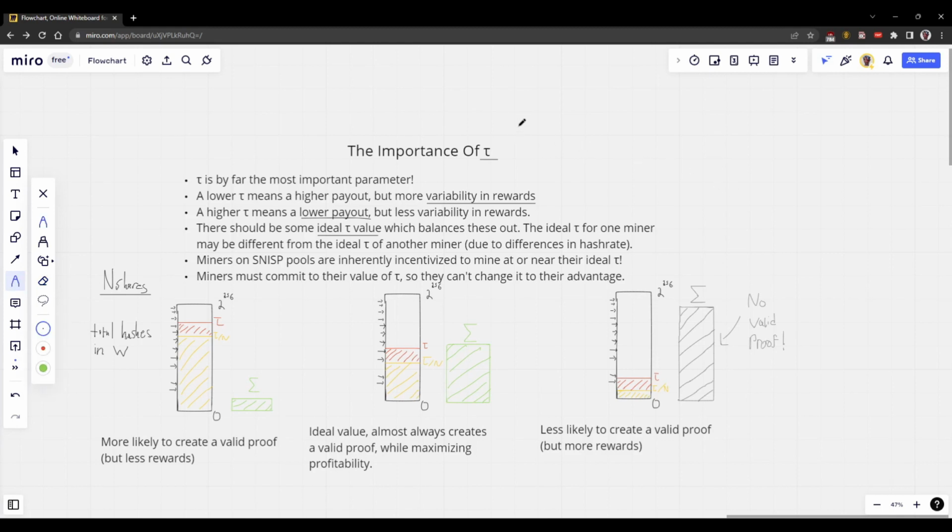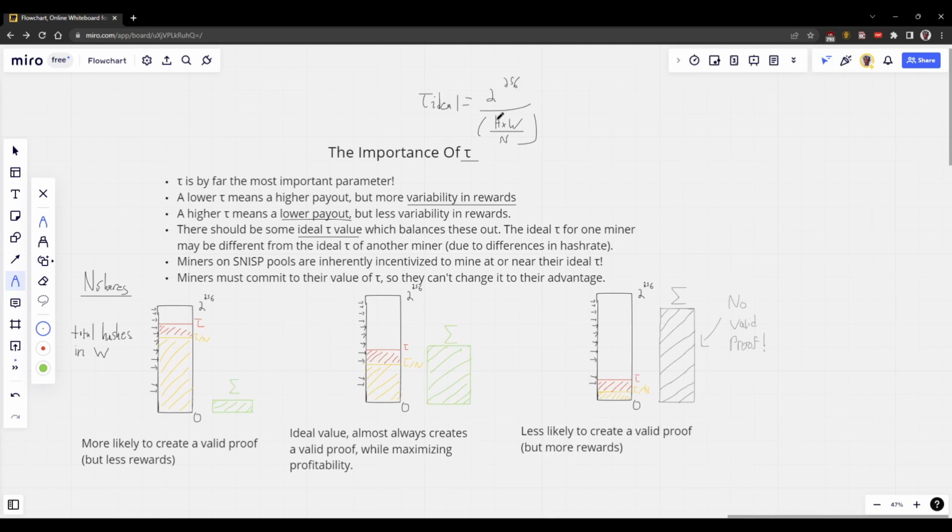Right, so I actually made a mistake last time. It is actually h times w divided by n, then 2 to the 256 divided by this. So this will get the TA ideal value for a given miner, given the values of n and w, and given the miner's hash rate h.